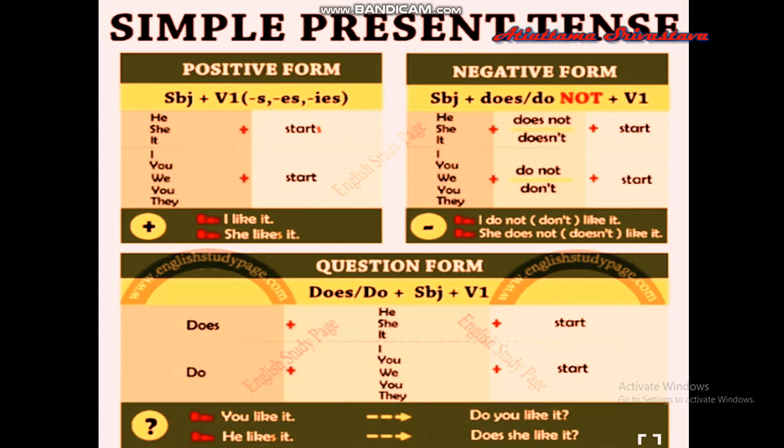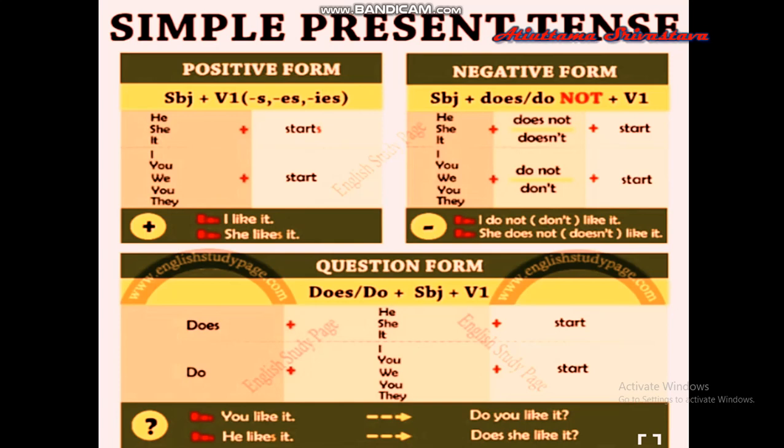Next, I do not. With I, you, we and they, you will use do not in the plural form. I do not start my work before lunch. You do not start. We do not start. They do not start. You can also use don't.